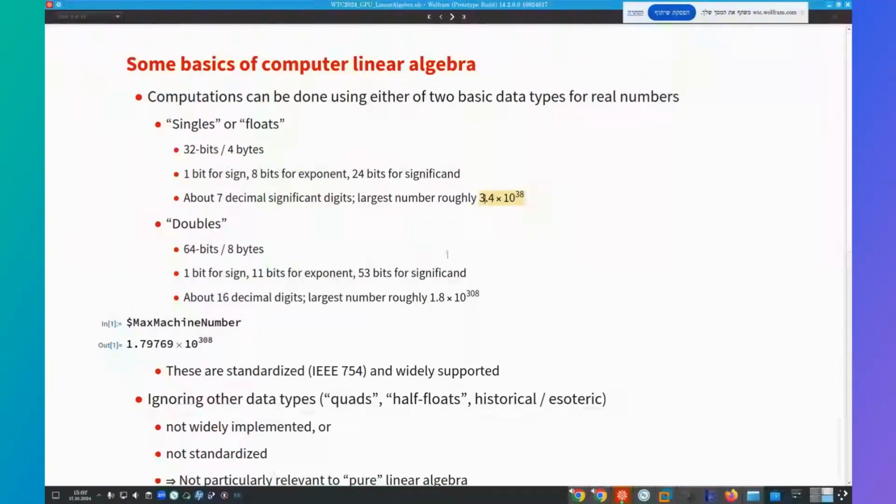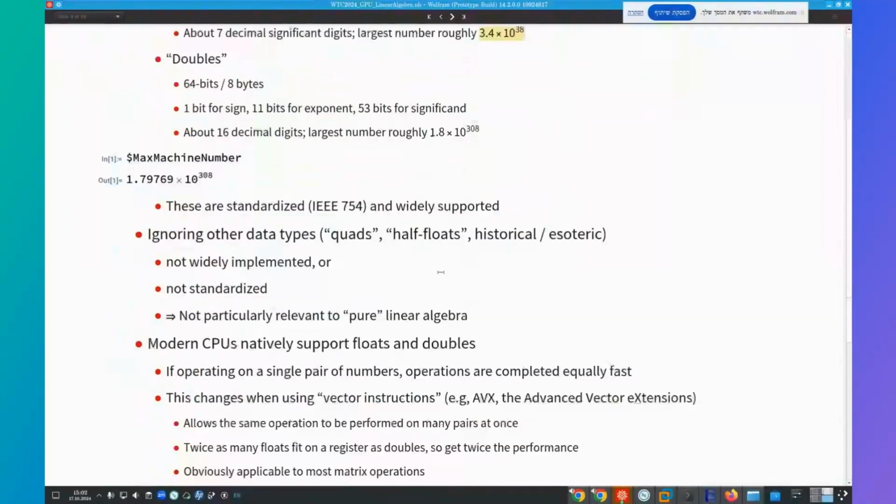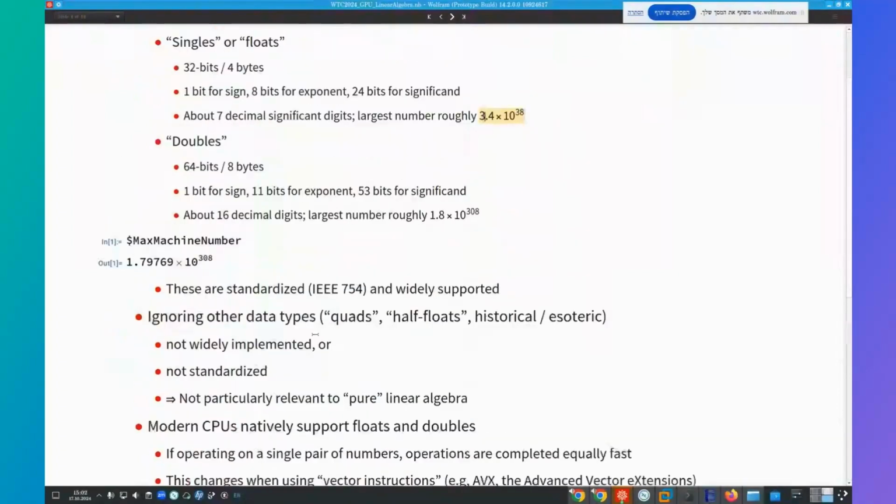So I'm going to ignore other sizes. There are quads, and there are half floats, which are not widely implemented or not standardized. I would say they're not particularly relevant to pure linear algebra because, if you go to 16 bits, you have far fewer digits and much smaller numbers. The condition number, if you know what that is, can build up quite quickly. And yeah, it's hard to do linear algebra.